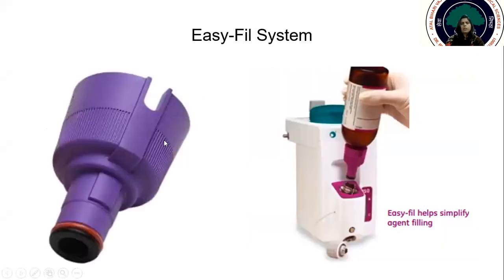You can see the easy fill system. This is a bottle cap. It has grooves over here, which will fit in the corresponding ridges of the bottle. Here it will fit, and then you can just push this bottle onto the vaporizer inlet or filling port, and it is very simple and easy to fill without any misfilling, and even overspilling was reduced with this easy fill system.